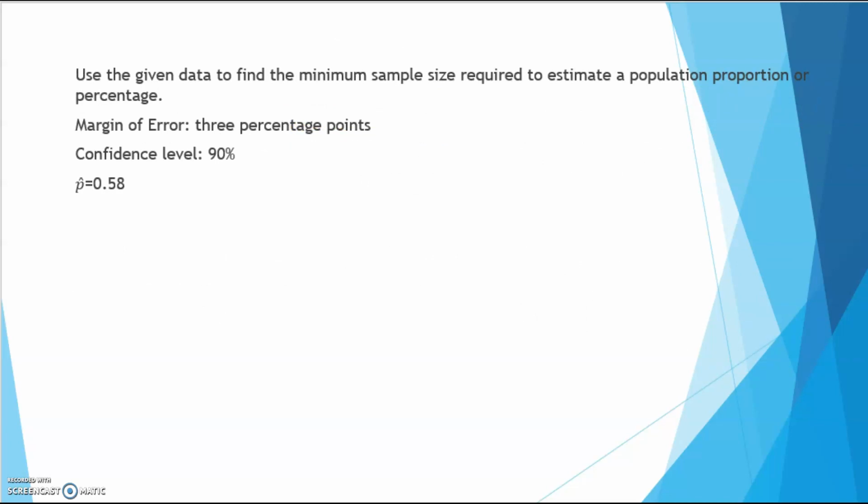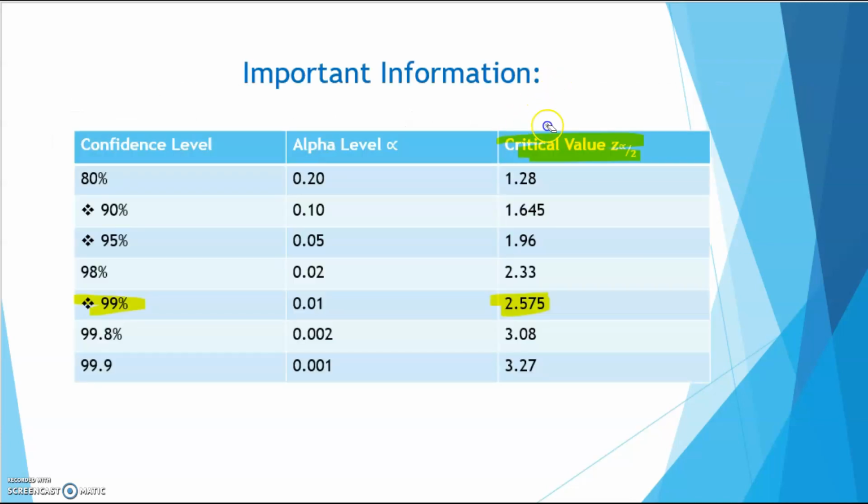Okay, and last one. Use the given data to find the minimum sample size required to estimate the population proportion or percentage, given these requirements right here. Margin of error is 3 percentage points. We're going to go ahead and change that to a decimal. We're looking at a 90% confidence level. That will give us a z-score. We'll go back to that table. Okay, so we're looking at 90%. So we'll have a critical value of 1.645.